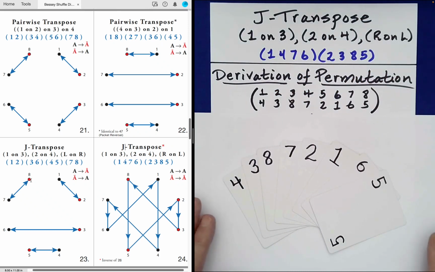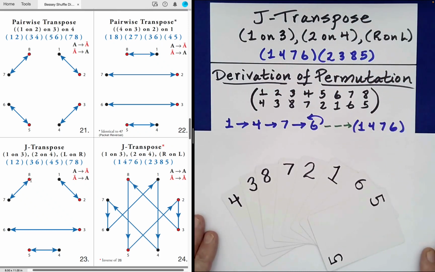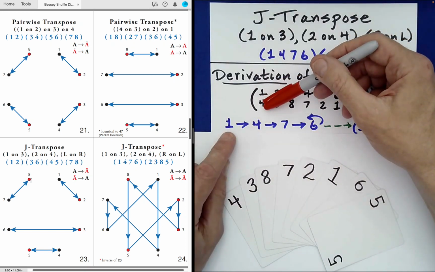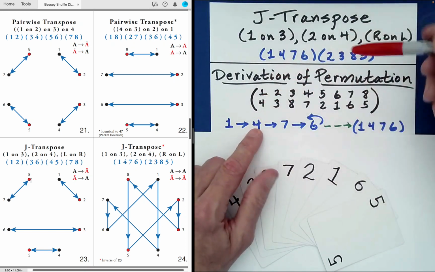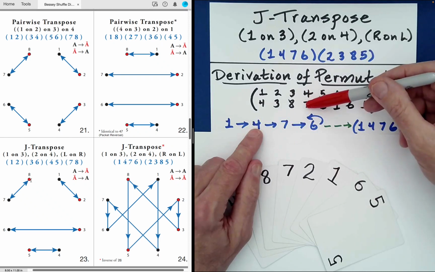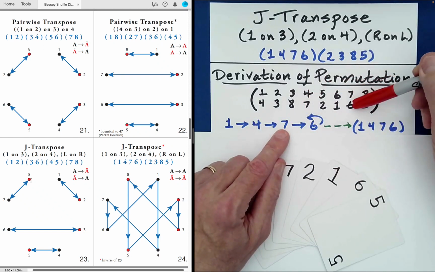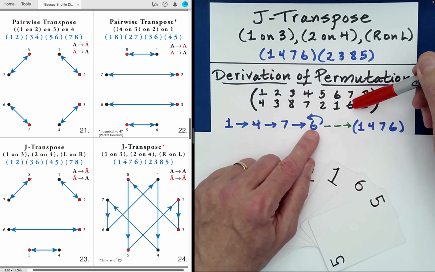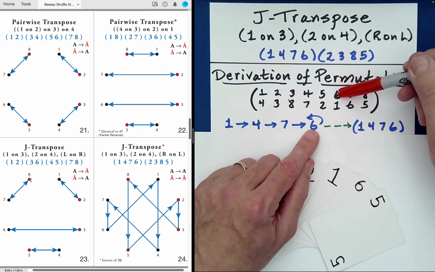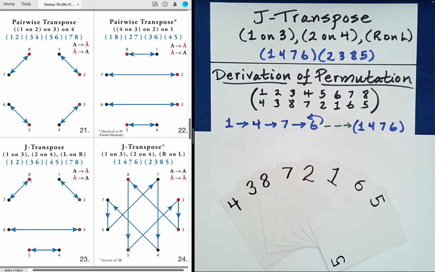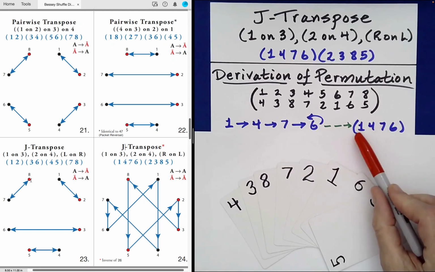We can convert this to cycle notation as follows. 1 goes to 4, so I have an arrow from 1 to 4. 4 goes to 7, so I have an arrow from 4 to 7. 7 goes to 6, so 7 goes to 6. And then 6 returns back to 1. So that completes this cycle. And in particular, it's a 4 cycle.